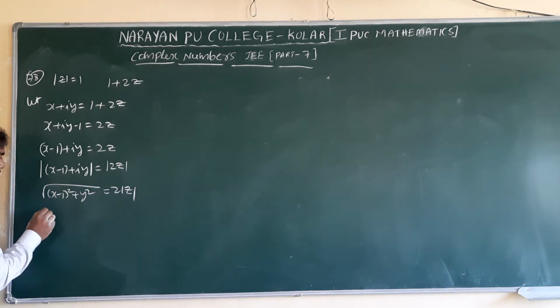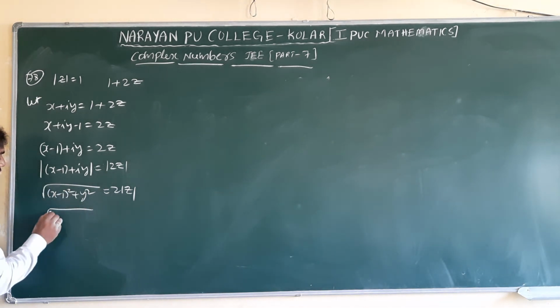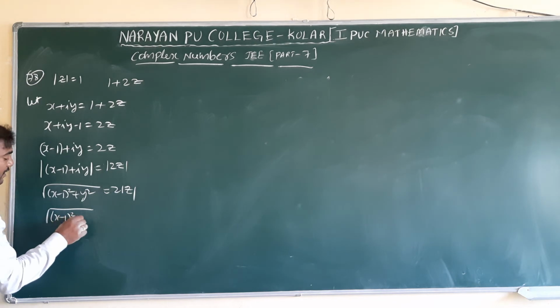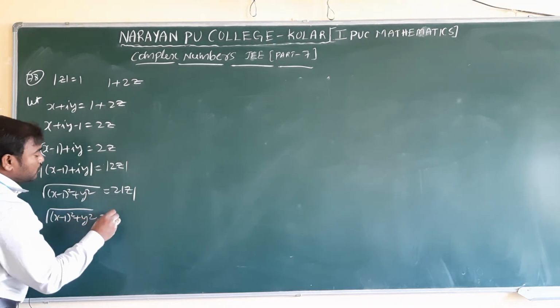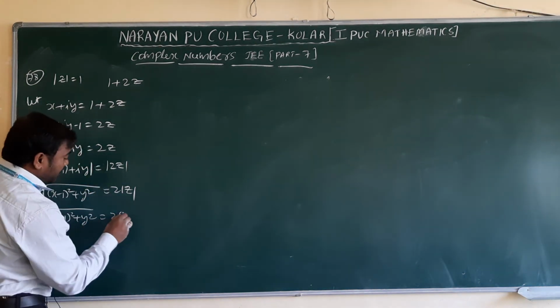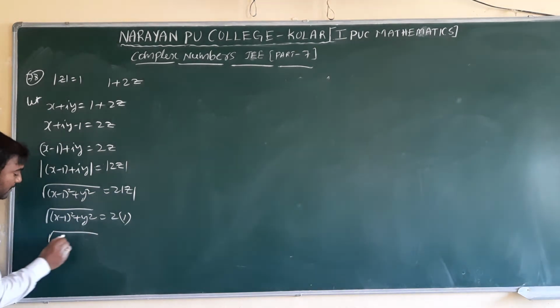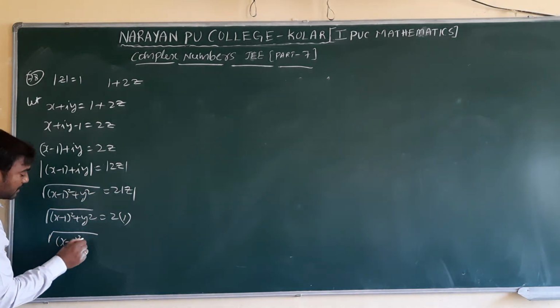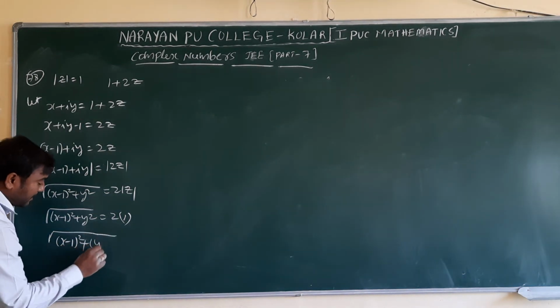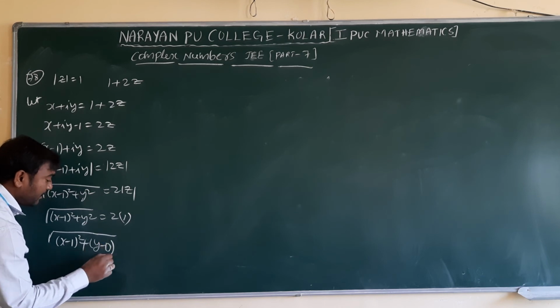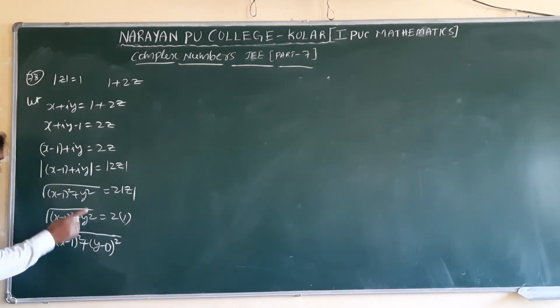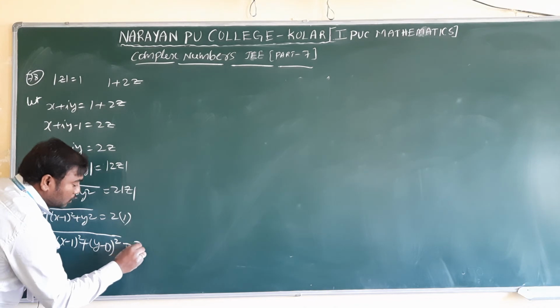Here, square root of x minus 1 whole square plus y square is equal to 2 into mod z value, which is given as 1. So square root of x minus 1 whole square plus y square, what do we get? y minus 0 whole square, we are getting the same thing, y square only, here 2.